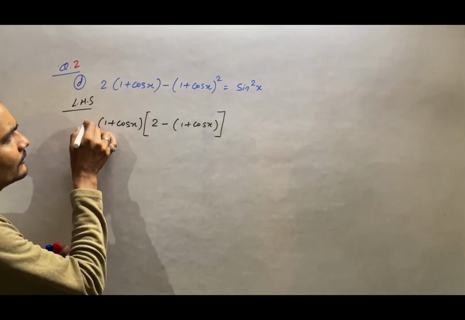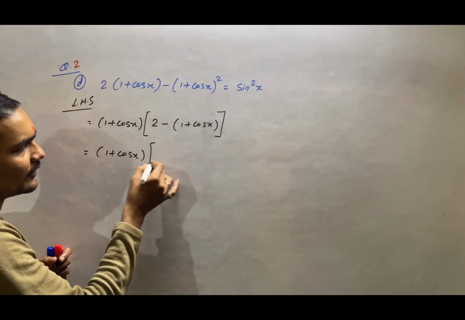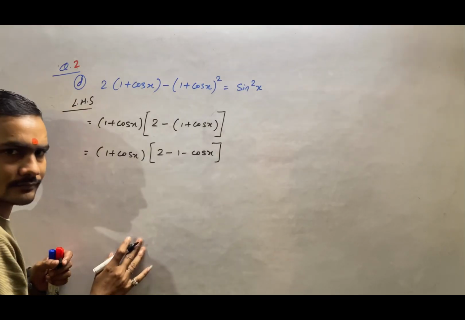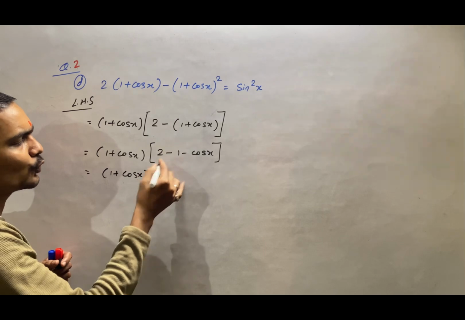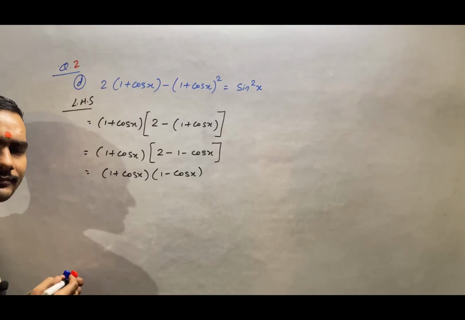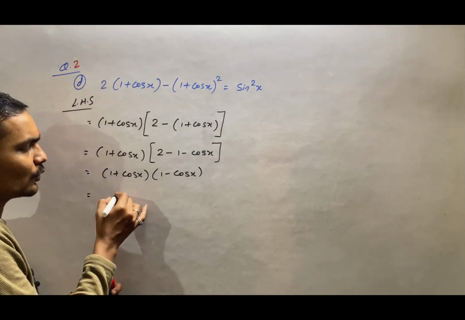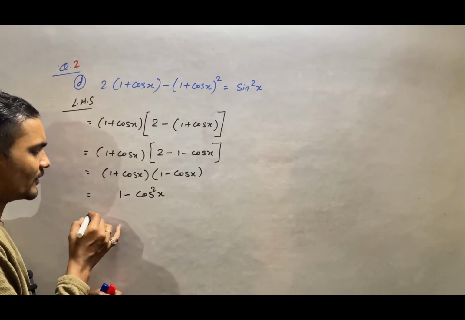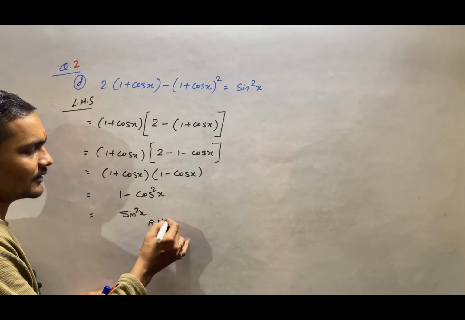So now 1 plus cos of x as it is, while here we open the bracket, so 2 negative 1 negative cos x. So now let's simplify. So 2 minus 1 is 1 minus cos of x. Again here, so what we have? A square minus b square. So 1 square is 1 and the cos square of x. 1 minus cos square of x is sine square of x. This is our RHS.